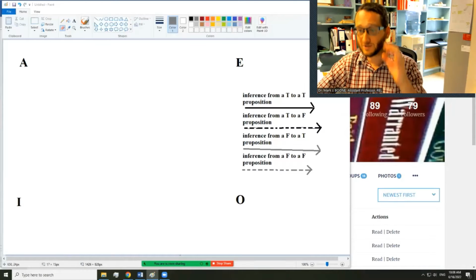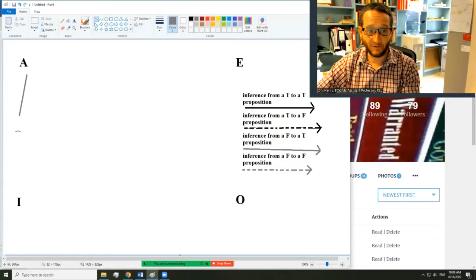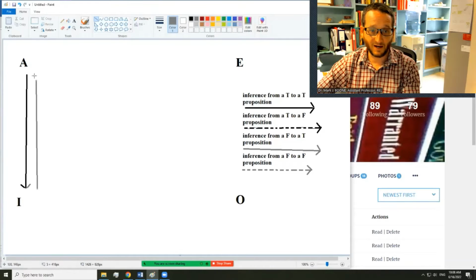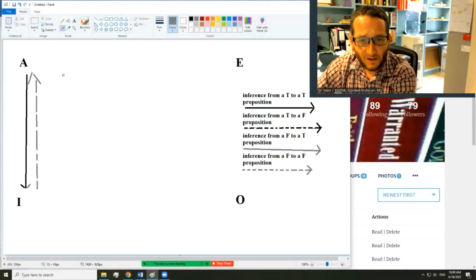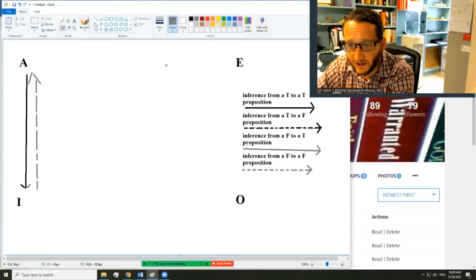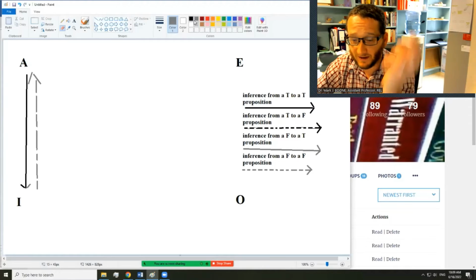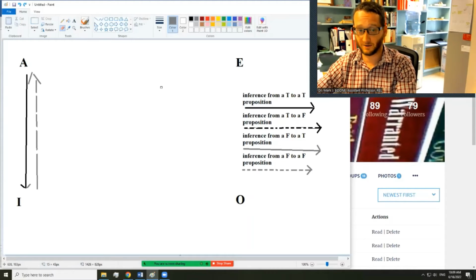And now on the traditional square of opposition, we would have this inference in black, A to I. And we'd have the reverse, a dotted inference, I to A. And we'd have dotted black, A to E, and vice versa, and so on. But now we're doing the modern square of opposition.